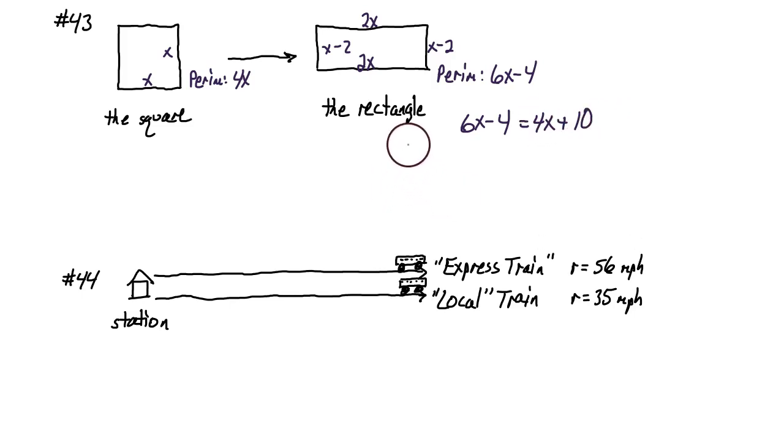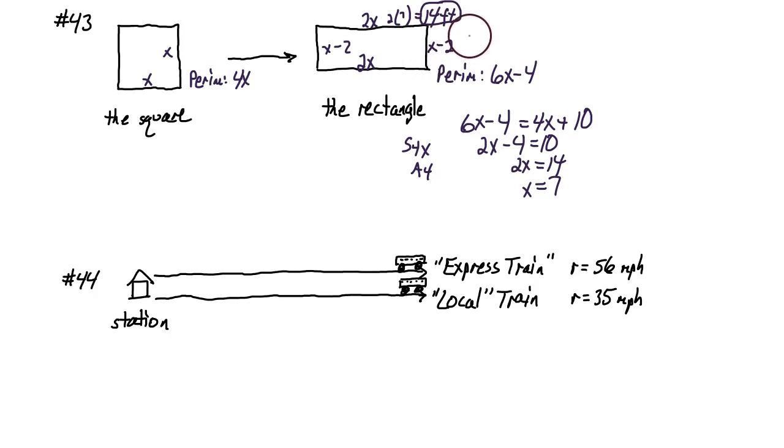Let's solve this for x. Subtract 4x from both sides. Add 4 to both sides. So x equals 7. We were asked to find the dimensions of the rectangle. So we need to take our value of x and substitute it in. We find out that the rectangle is 14 feet long. And the width of the rectangle would be 5 feet wide.